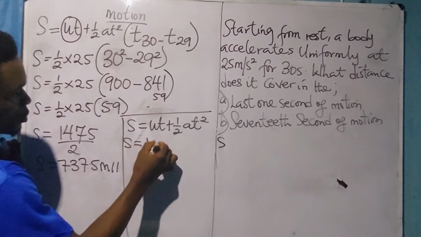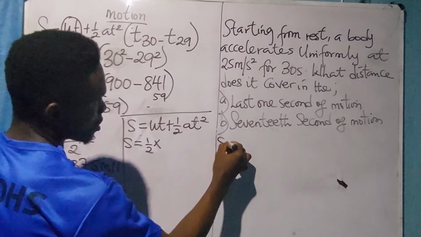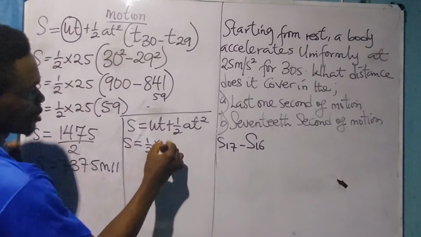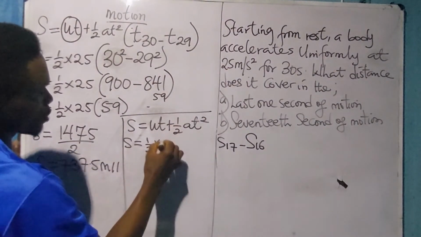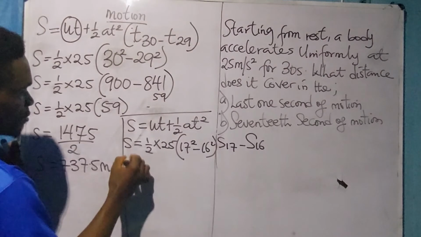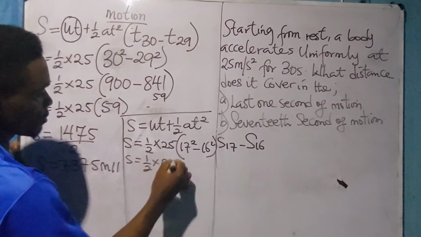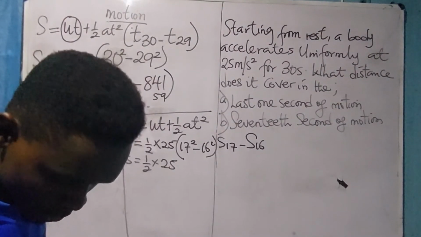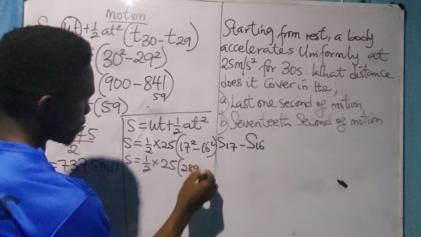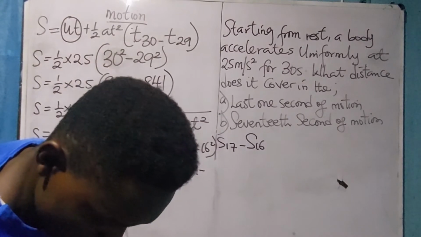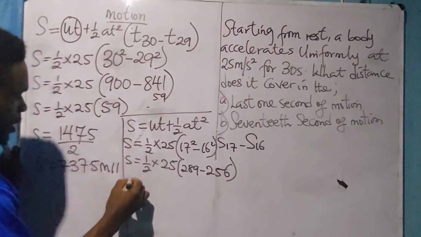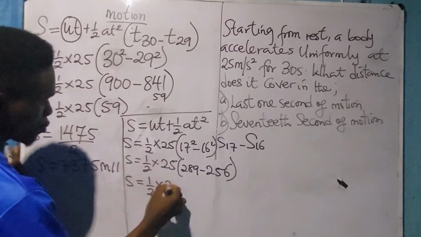This is 1 over 2 times the acceleration, which is 25, times (17 squared minus 16 squared), since the 17th second is 17 minus 16. Now S equals 1 over 2 times 25, then 17 squared is 17 times 17, which is 289, minus 16 times 16, which is 256.